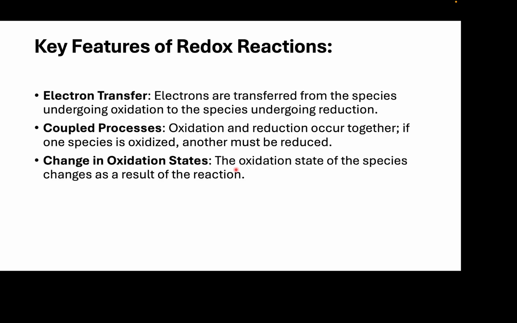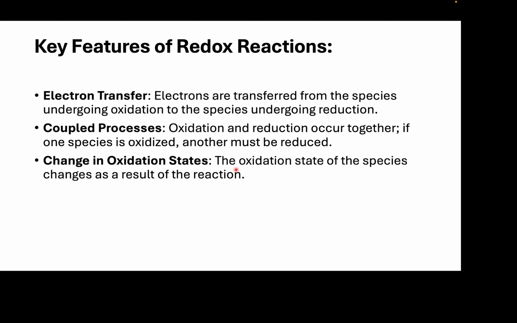What are the key features of redox reactions? First, electron transfer. Electrons are transferred from the species undergoing oxidation to the species undergoing reduction. Why? Because they are always coupled, right? That is why they are called redox, because they have an oxidation component and a reduction component. The oxidation component will lose the electron, and the reduction component will gain the electron. Similarly, electrons are transferred from the oxidation side to the reduction side.